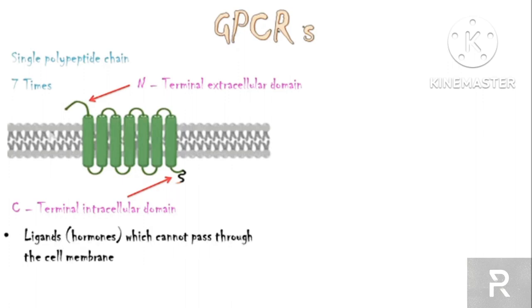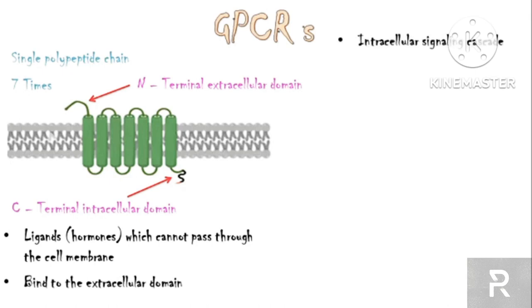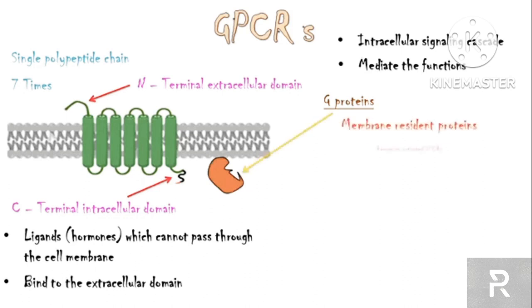Ligands such as peptide hormones, which cannot pass through the cell membrane, bind to the extracellular domain and trigger intracellular signaling cascades which mediate the functions of that particular ligand. G-proteins are a group of membrane-resident proteins which recognize the activated GPCRs and relay their messages in order to elicit the cellular effects of the ligand.